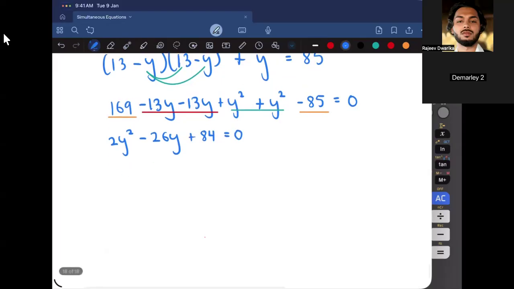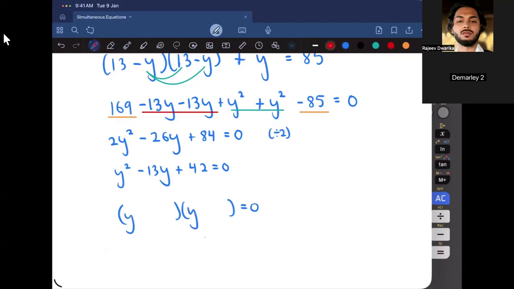This one is looking tough to factorize, but we will see. So we could divide throughout by 2. If I do that, I get y squared minus 13y plus 42. What would I have to multiply to get y squared? y. What would I have to multiply to get 42 but add to give me negative 13? So maybe a little tough. 2 and 24? No.